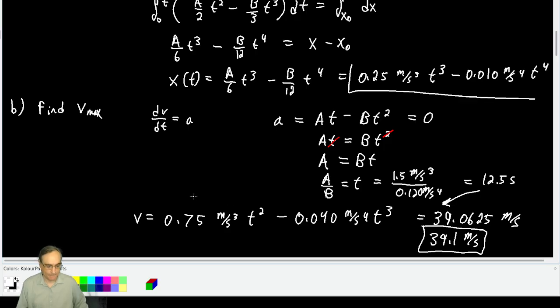Okay. That's the end of an example of what to do if you have a non-constant acceleration. You simply apply calculus principles. It's not bad.